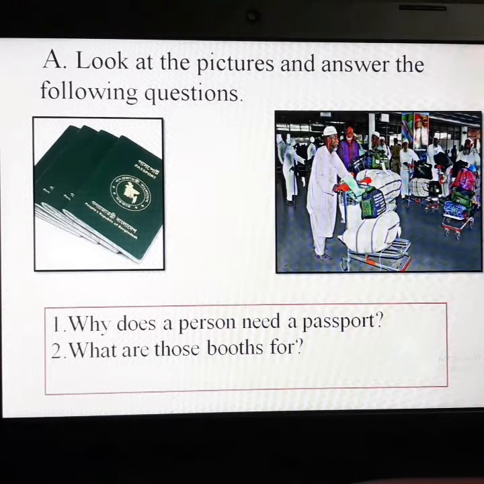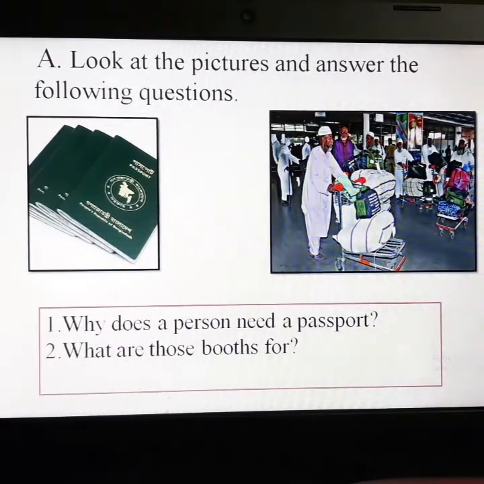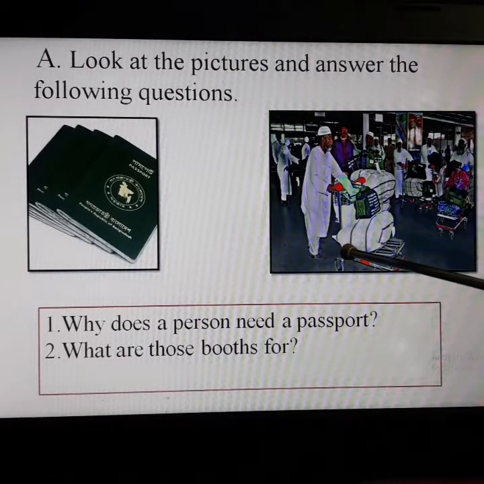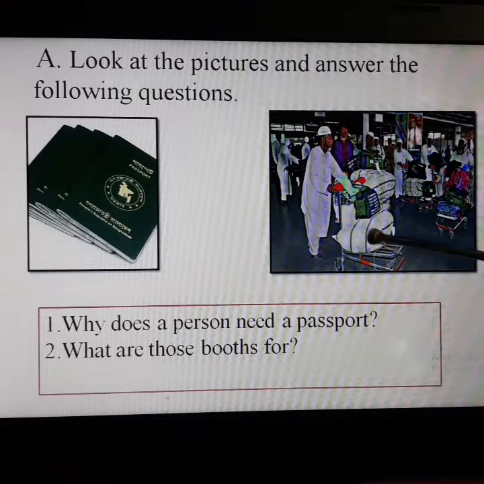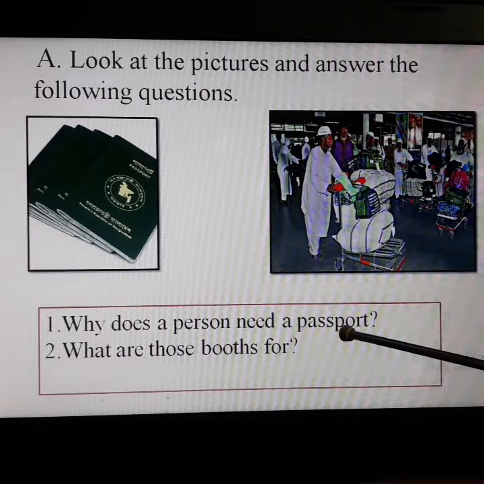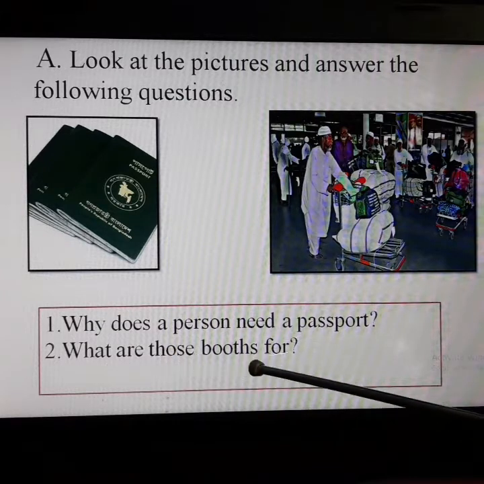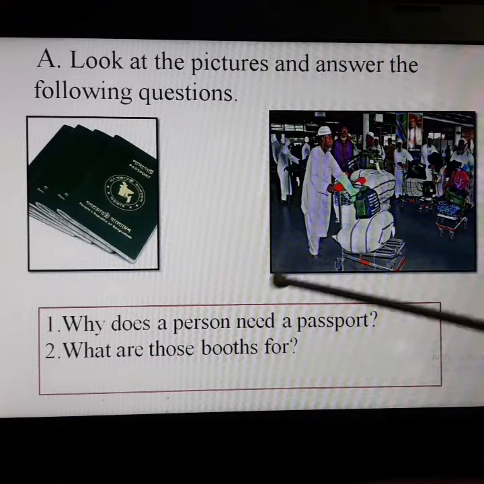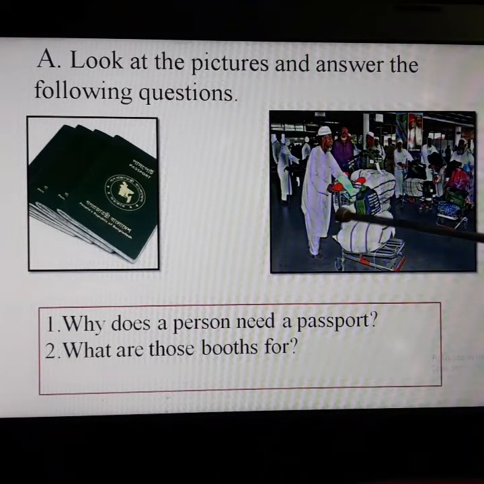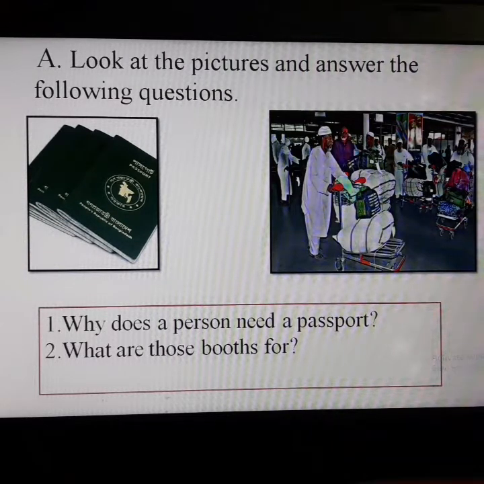Look at the pictures and answer the following questions. What can you see in the pictures? Passports, and some people are carrying their luggage in a place. Why does a person need a passport? What are those booths for? Can you guess the answers about these pictures?